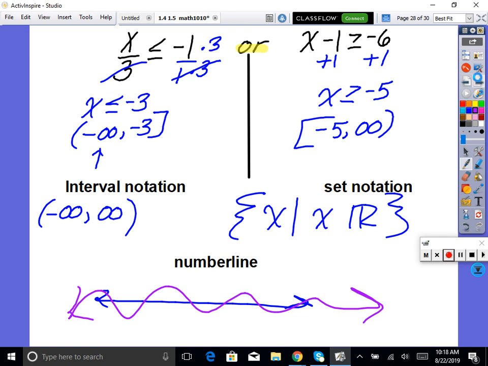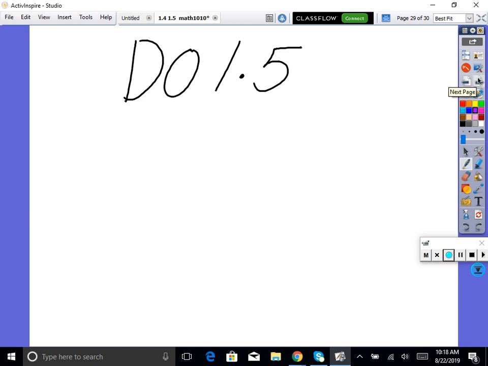All right, that's the end of the lesson. Go practice 1.5. Don't go back to 1.4. Start on 1.5 while it's fresh on your mind. Practice and versus or.